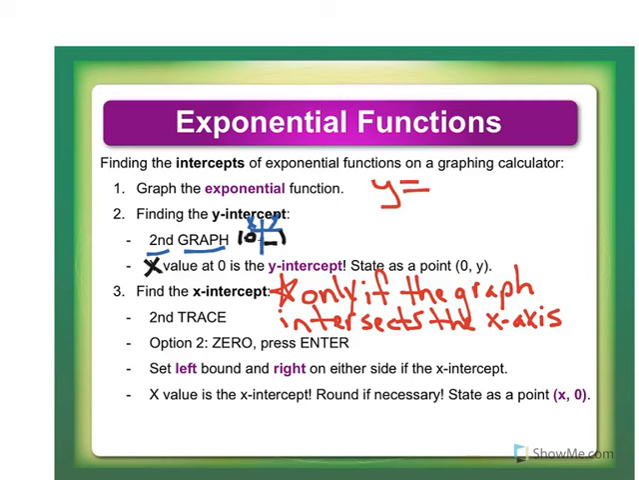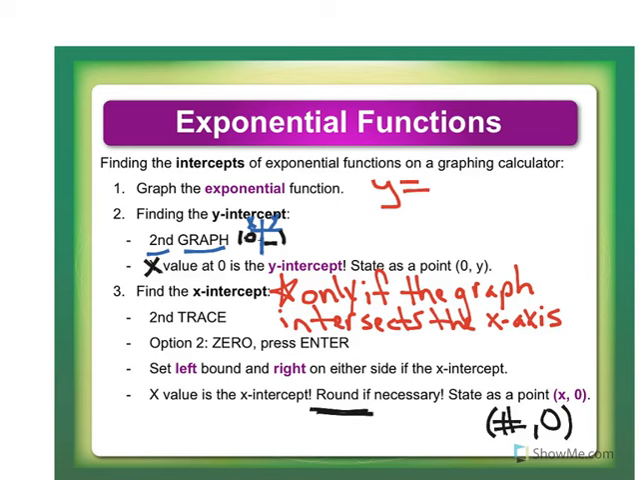Now, step 3, to find the x-intercept, this only occurs if the graph does in fact intersect the x-axis. You can use second trace, and then we could trace to find it. You could then go to option 2, press 0 and then enter, and you could set the left and right bounds to have it estimate about where it's at. We can also go ahead and just estimate and then round if necessary. Your x-intercept is written in the form of x as the number, and then 0, because it occurs on the x line when y is 0.